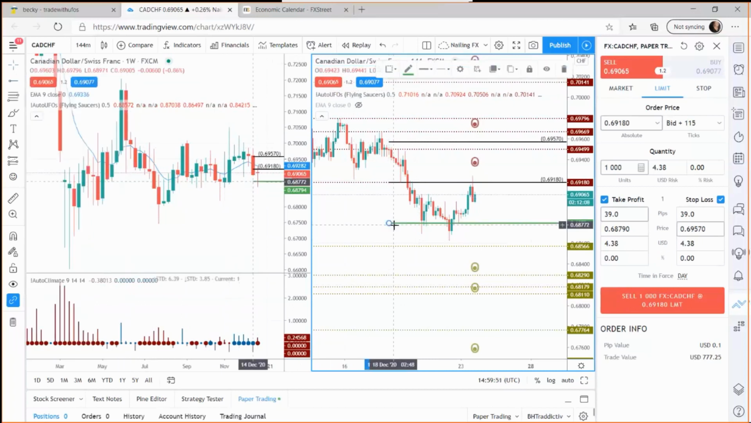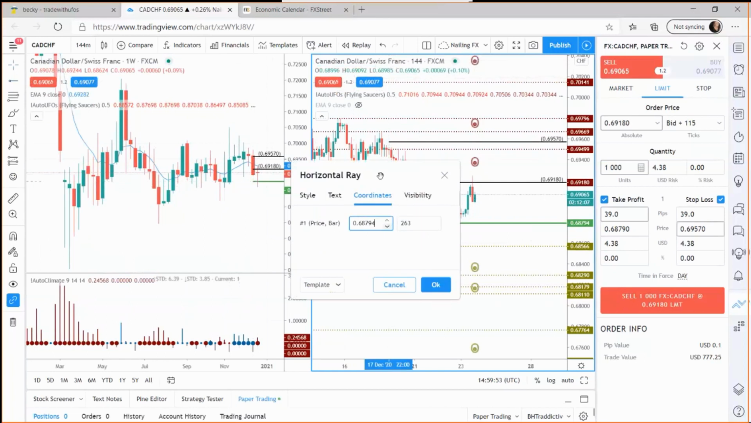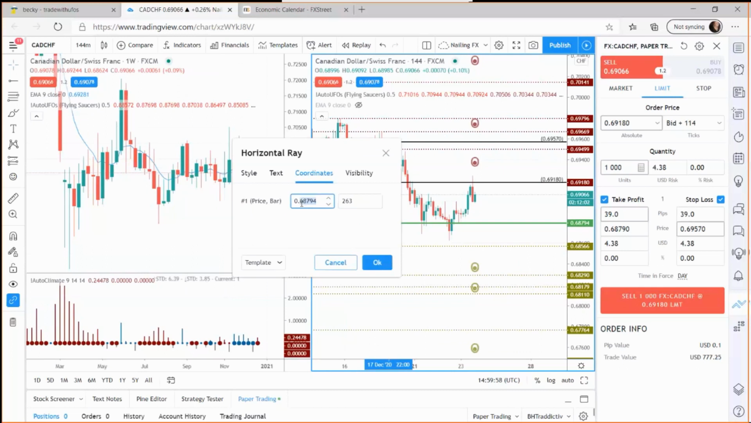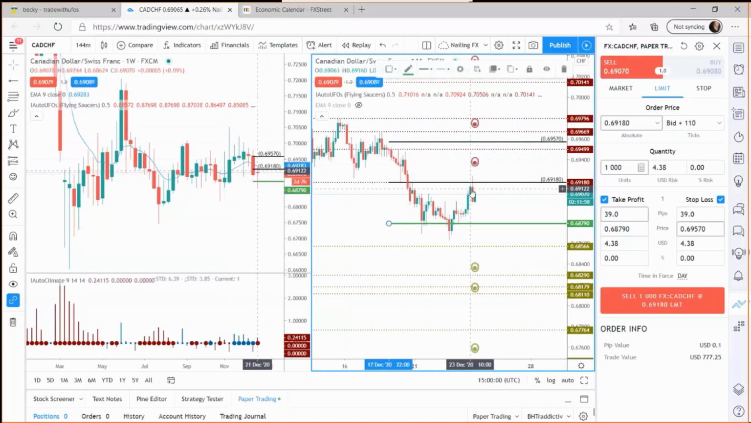I like to get a horizontal ray to put my targets in. Again, it's just a drawing tool that I've customized, and I'm going to draw it somewhere roughly on the chart and then type in the number. So 6879. That's actually really close. That's the amount. There we go. So that's now my safety target.